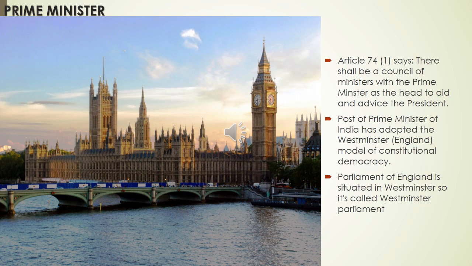The Parliament of England is situated in Westminster, so it is called the Westminster Parliament. Westminster is a part of London. So the Parliament of England was called the Westminster Parliament. So the post of Prime Minister of India has followed the Westminster model of constitutional democracy.